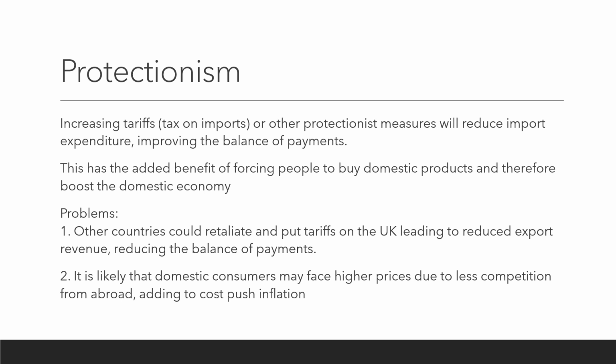Lastly, a current account deficit can be solved through protectionism. And this is the process of increasing tariffs or other protectionist measures which should reduce import expenditure and improve the balance of payments. This also has the added benefit of forcing people to buy domestic products and therefore boost the domestic economy. However, other countries could retaliate and put tariffs on the UK, leading to reduced export revenue. And it is also likely that the domestic consumers may face higher prices due to less competition from abroad, adding to cost-push inflation.